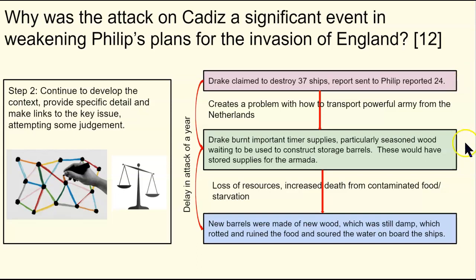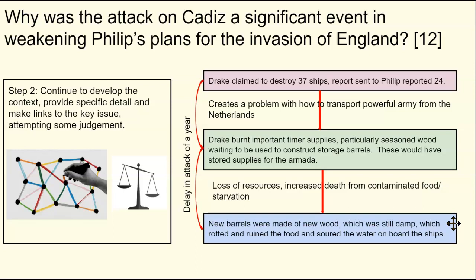Another significant point is that Drake burnt important timber supplies, sorry about the spelling mistake, particularly seasoned wood, waiting to be used to construct storage barrels. These would have stored supplies for the Armada. This is again an important specific detail. Our third specific detail is that new barrels were made of new wood, which was still damp, which rotted and ruined the food and soured the water on board the ships.